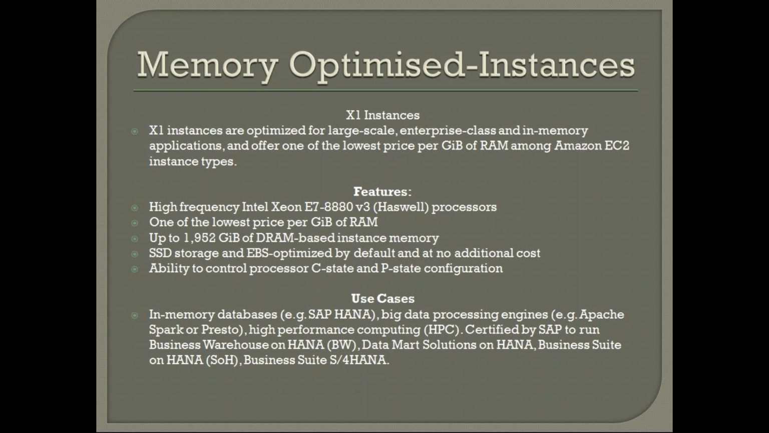Features: high frequency Intel Xeon E7 8880 Haswell processor. So one of the lowest, as they said, one of the lowest price per GB of RAM, and up to 1092 GB of DRAM based instance memory. And it comes with the same advantages as SSD storage and EBS optimized by default at no other costs. Ability to control C state and P state configuration, and the same here.